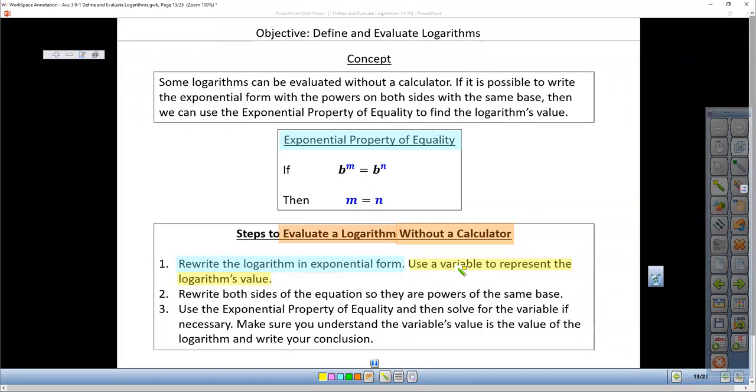So remember, the variable that we're going to use to represent the logarithm's value is going to be our exponent value, since logarithms are equal to the exponent. And then we'll use our exponential property of equality. So once we have our exponential form, we'll be able to create two powers that have the same base. And if the bases are the same, then we can conclude our exponents are the same. And we'll be able to solve for our variable that represents our exponent, that is our logarithm's value.